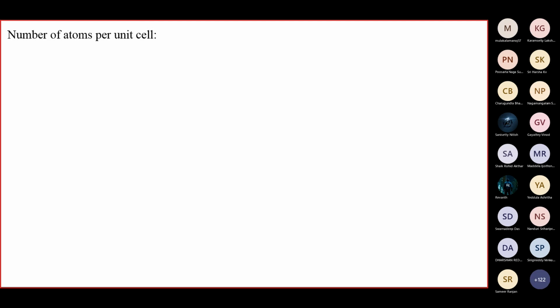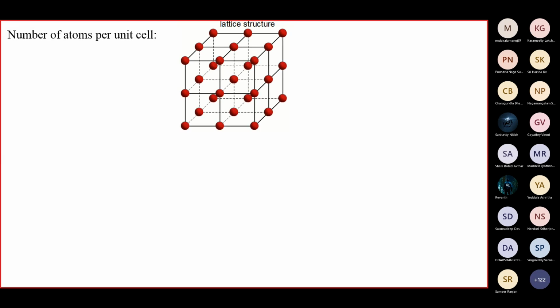So what would be the number of atoms in a different cubic structure, lattice or unit cell? This is the first one. This is a unit cell, that is the lattice. This is the unit cell; the whole thing is the lattice. If you consider this one, that is a unit cell. So this is a simple cubic structure.